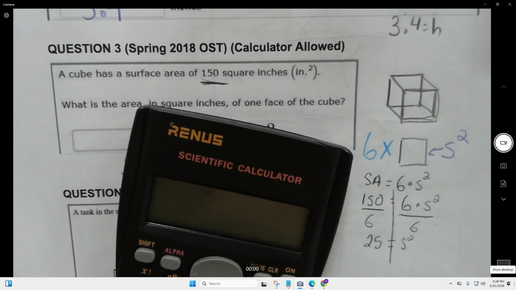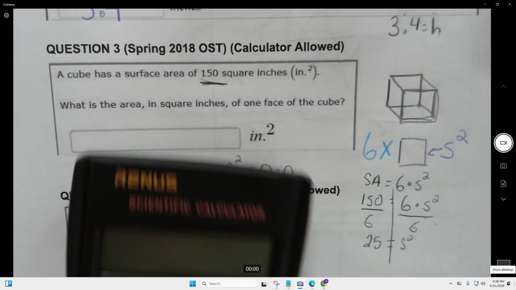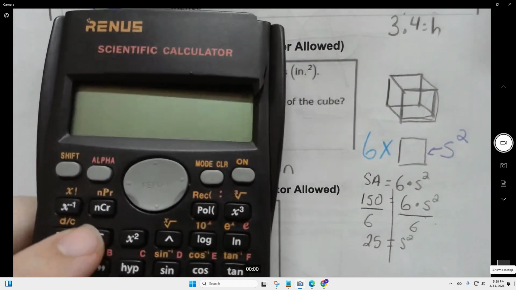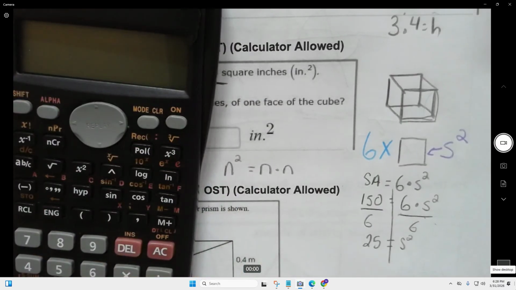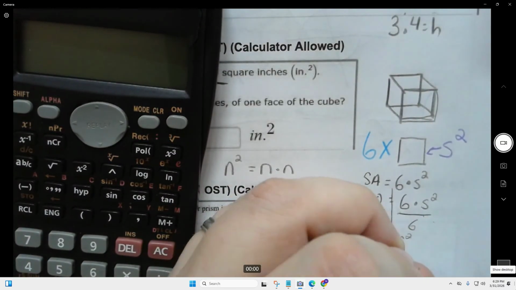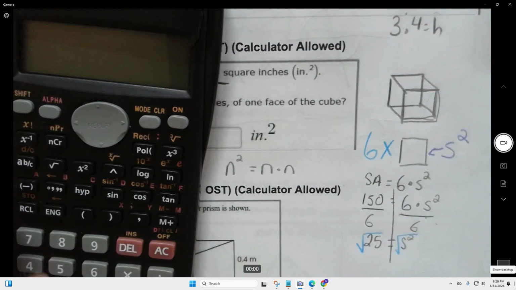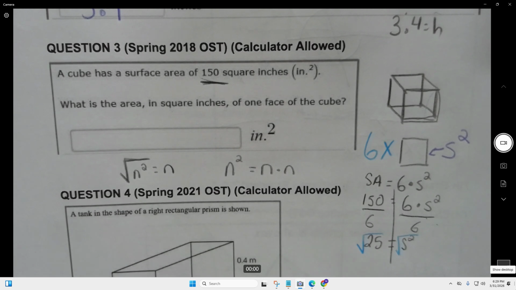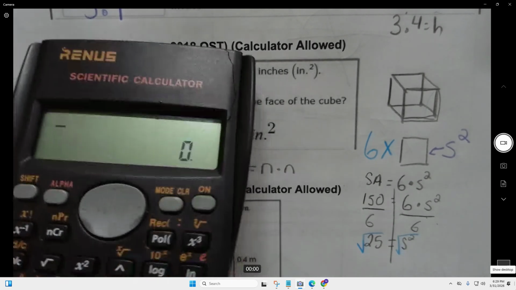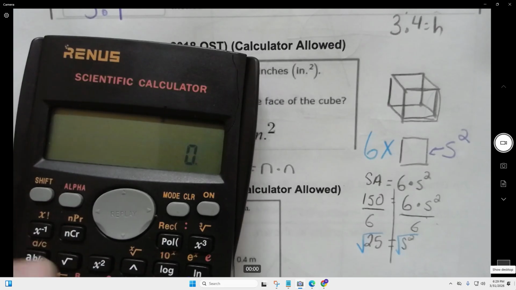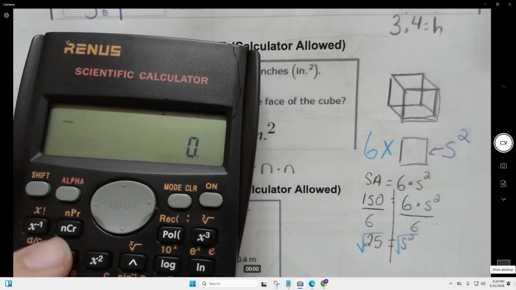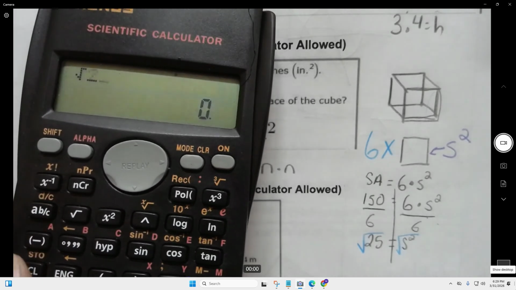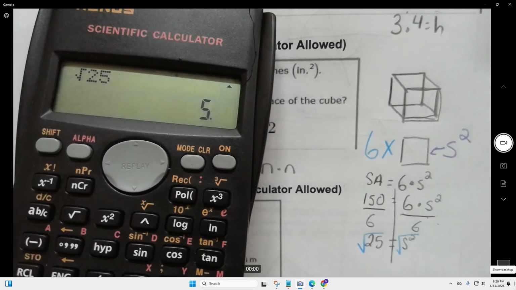There has to be a specific square root button in here, right? Let me just make sure. Yep, here it is. So we need to find the square root of 25. What number do you have to multiply by itself to get to 25? Well, to find that, you hit this button right here, the square root button, and just put in 25. And it gives you 5.